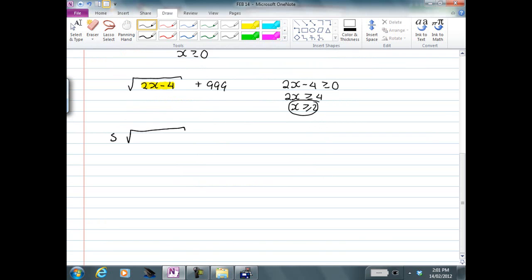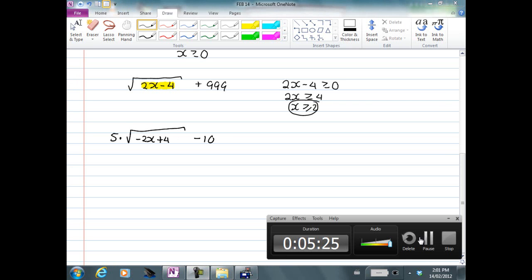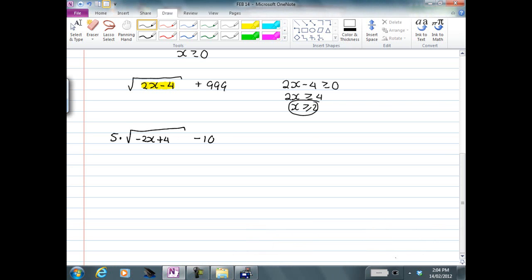We'll have a number out here: 5 times the square root of negative 2x plus 4, minus 10. Find your restrictions. I'm going to pause it and let you have a crack. If you're lost, just focus on the radicand. Alright, guys, set up. So I go negative 2x plus 4 greater than or equal to 0. See, I set it to always greater than or equal to 0. I take my time, no rush.